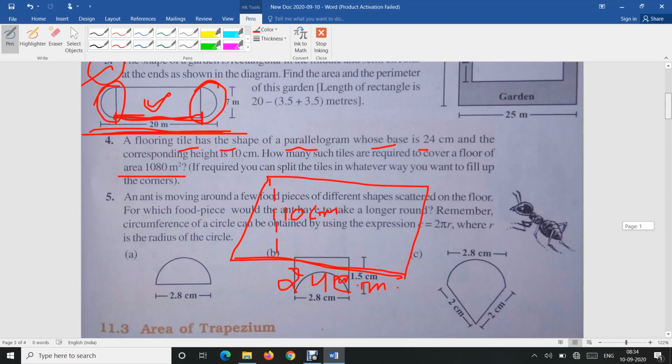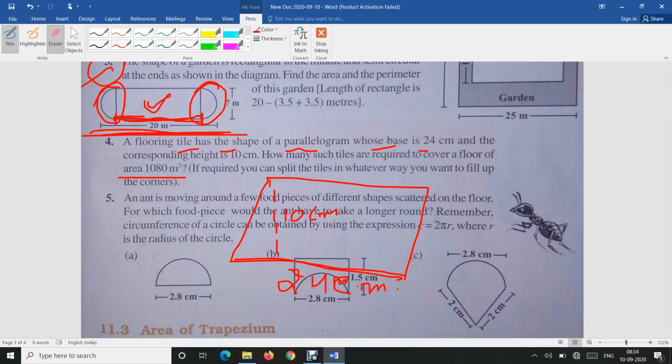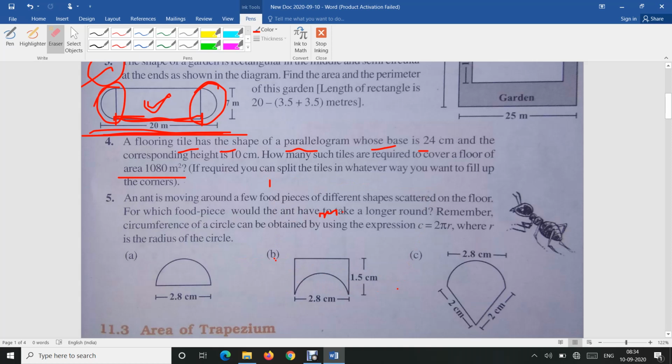Let us have a look at the question. Just a second. This is question number 5. Let's focus on that question and read it carefully. An ant is moving around a few food pieces of different shapes scattered on the floor. For which food piece would the ant have to take a longer round?